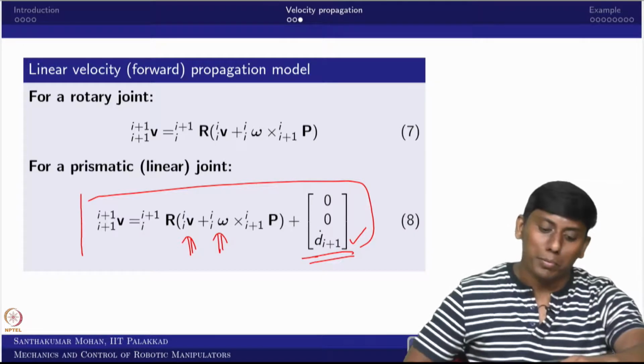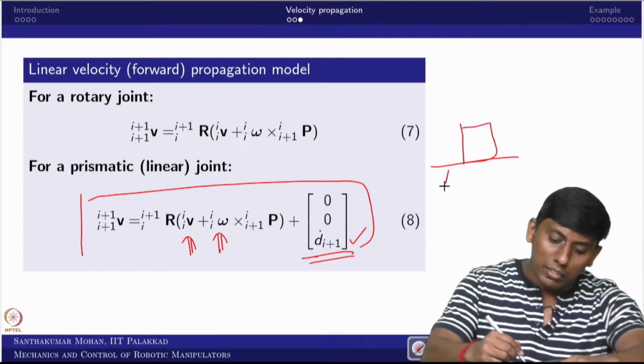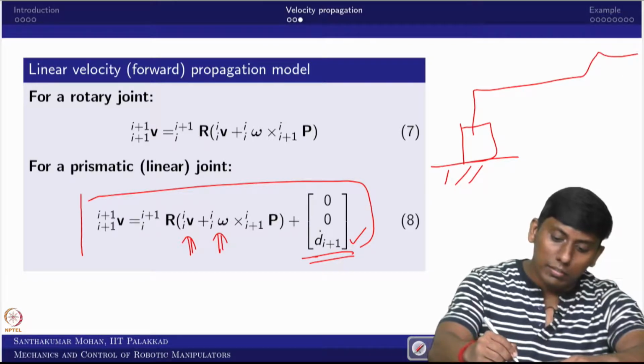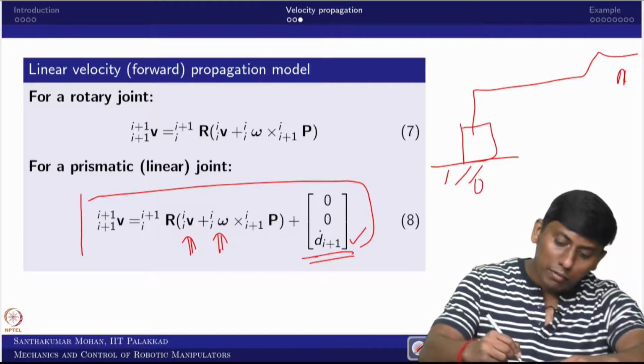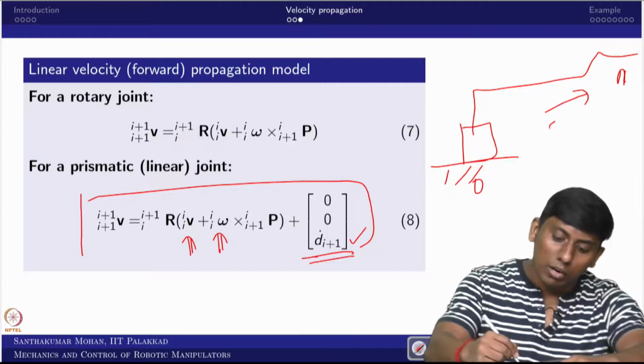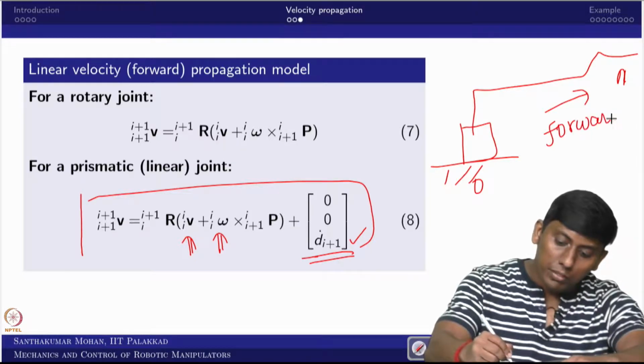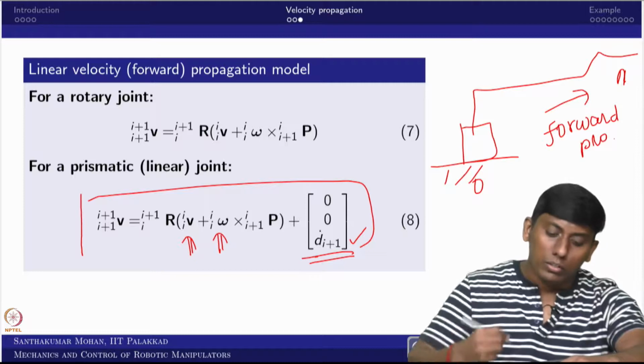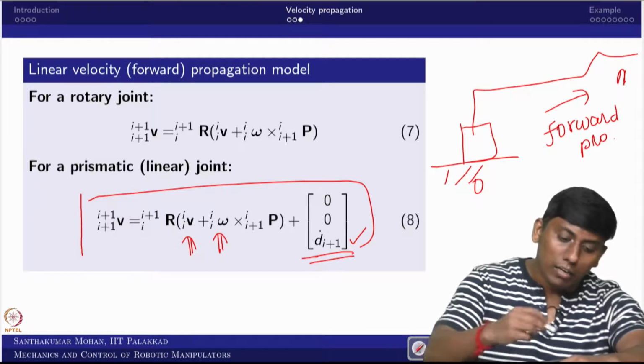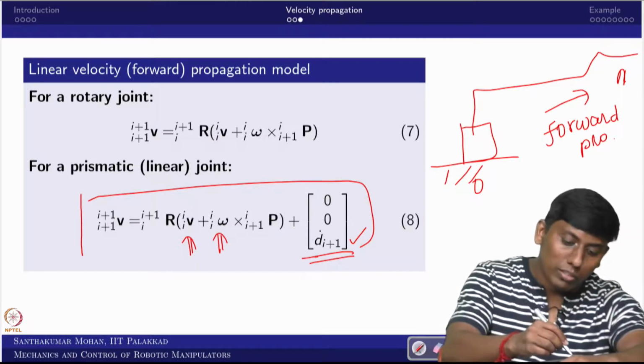So, this is forward propagation, because we are starting from the base to the end. We are starting from 0 to n, so that is why it is called forward propagation. Now we will see one simple example, and with that we will close this lecture.